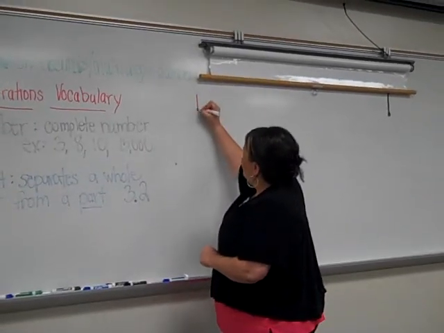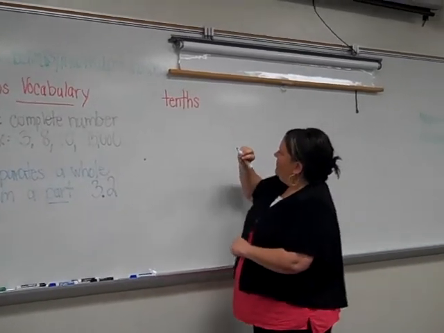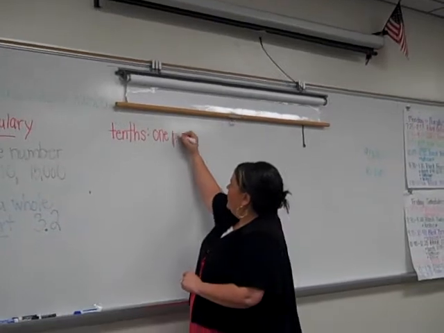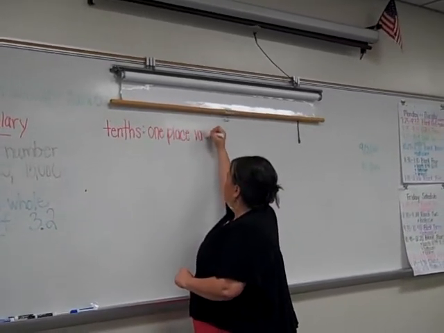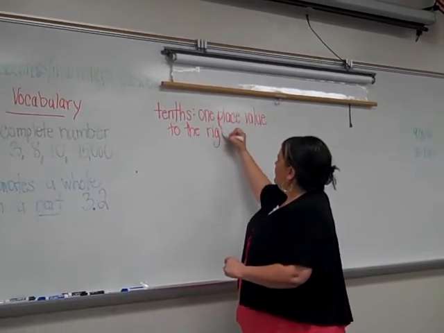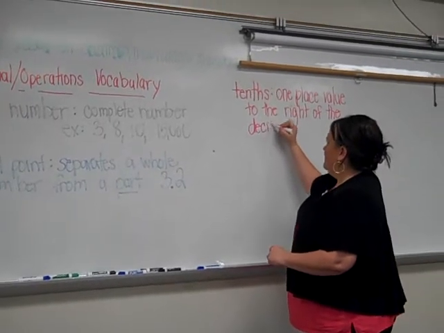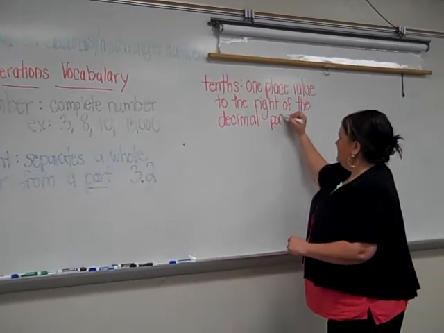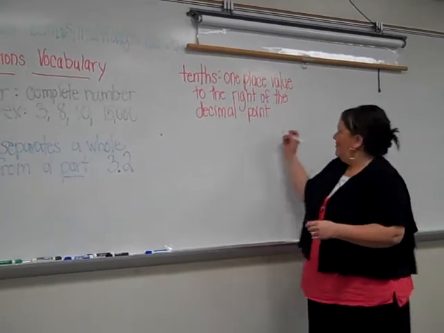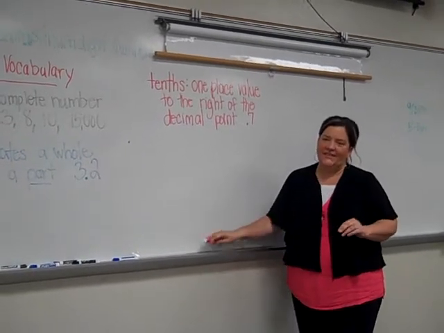The first one is tenths. And tenths would be 1 place value to the right of the decimal point. And an example of that would be 7/10. The 7 is in the tenths place value.